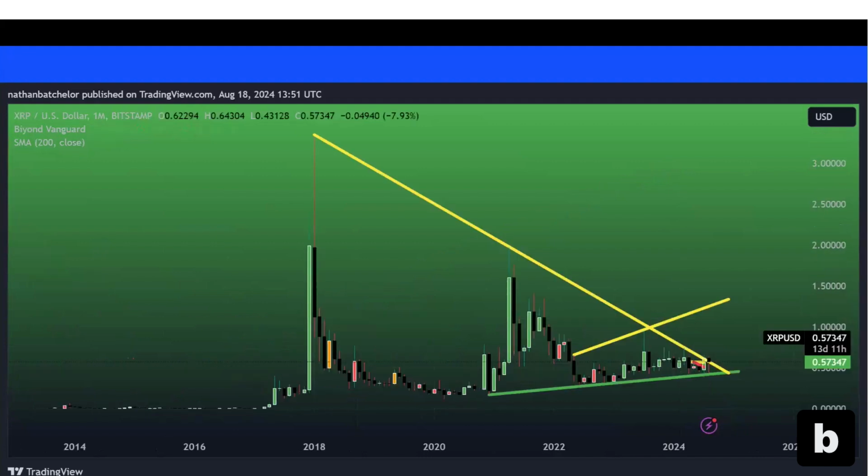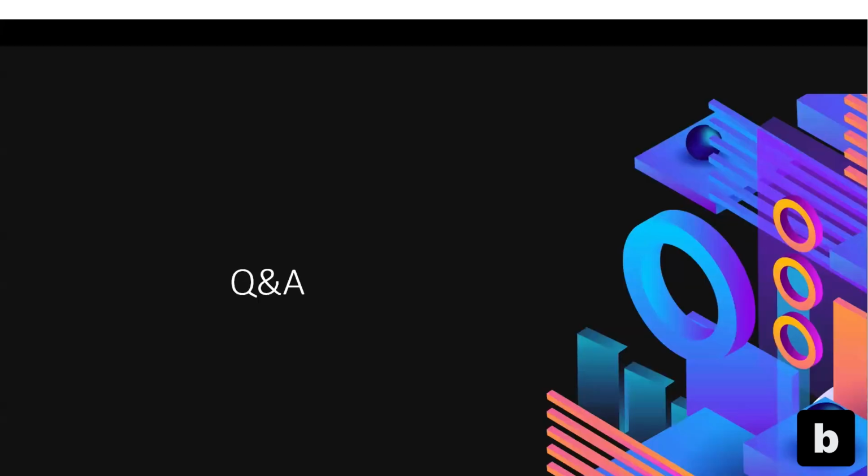Having a look at XRP, we've been flirting around this breakout monthly trend line for a long time. Still no joy there. But if we do manage to break above there, I think 1 cent or 1 cent 20 looks very easily tagged on this chart.